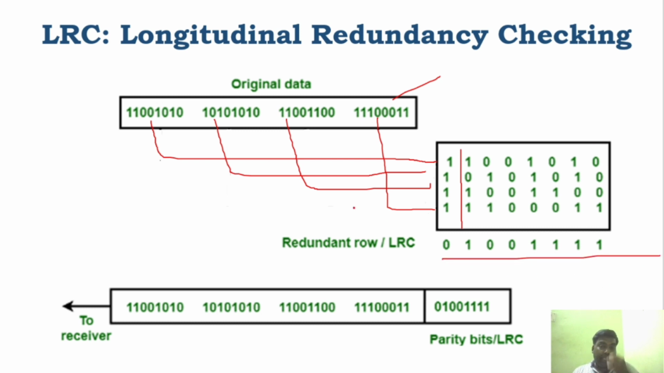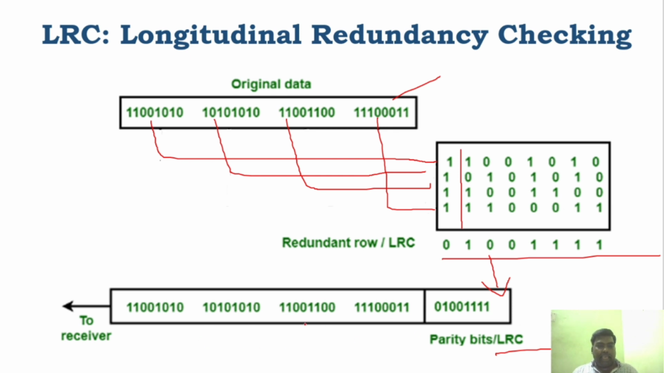Now what we do is we transfer this LRC bit, which can also be called the parity bits, along with the original message. Now the receiver, after receiving the original message, will calculate the LRC again, right? And if it is the same then there is no error, if it is different then there is an error, right?